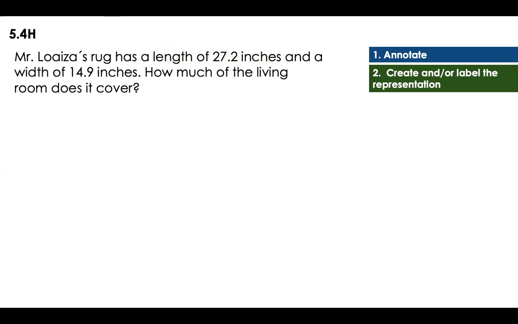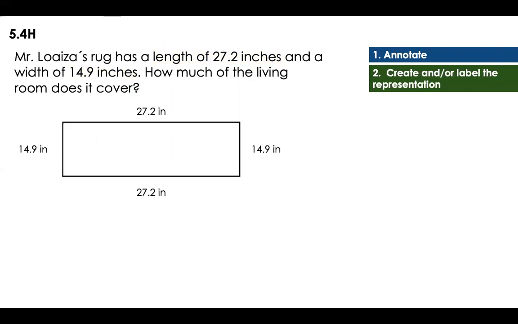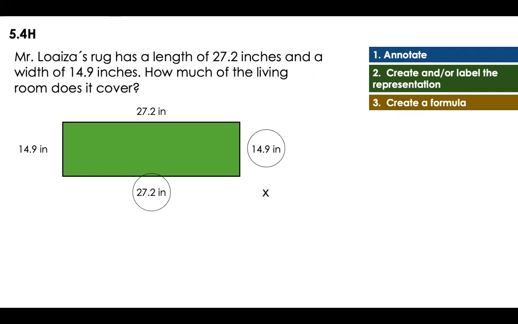Now I'm going to create my representation and also label it. This is my rug. This is how it should look like. This is the length with 27 and 2, and also the width with 14 and 9. If it covers, I am going to shade everything inside, right? And then I'm going to put the little two circles in the length and the width, because those are the only two numbers that I'm going to be working with, and I'm going to multiply them.